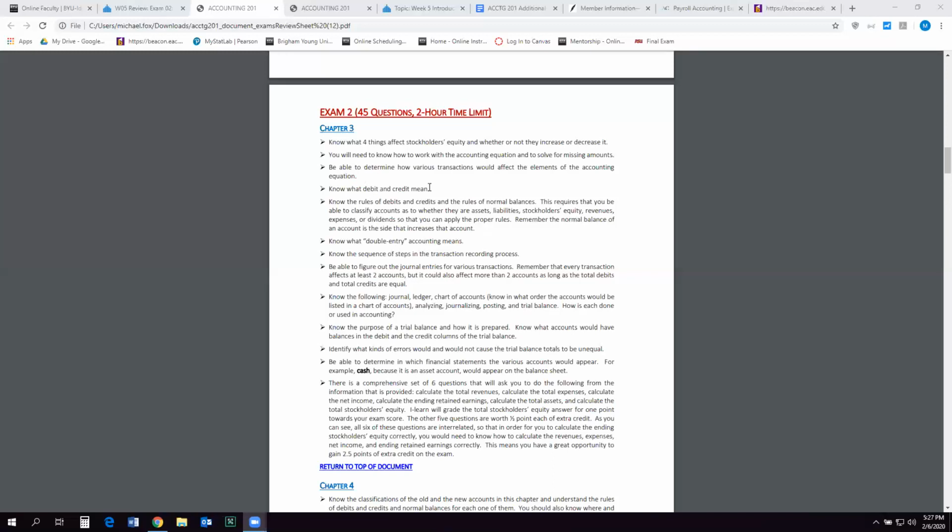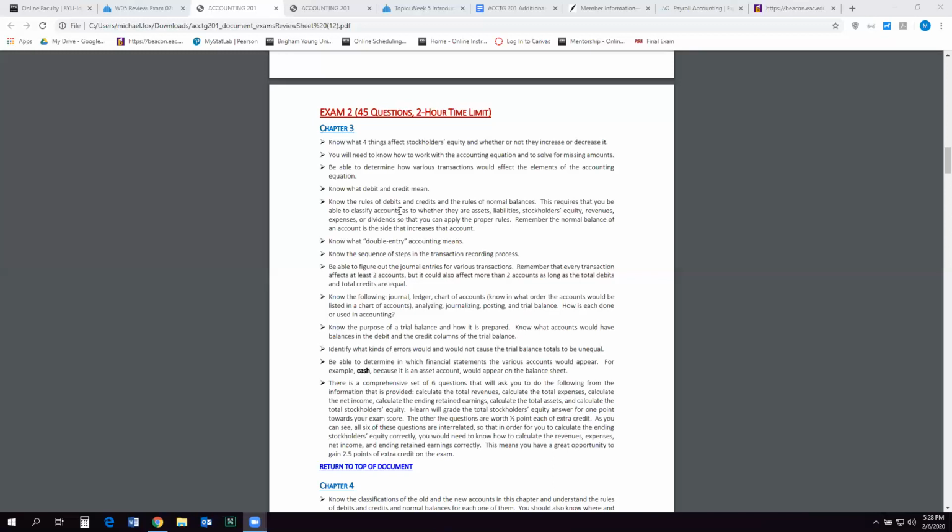You have to know what debit and credit mean, which is easy because debit means left and credit means right. That's all it means. But you also need to know that assets increase with a debit and decrease with a credit, and that expenses behave the same way, increase with a debit, decrease with a credit, and that liabilities and equity and revenue all do the opposite. They increase with a credit and decrease with a debit.